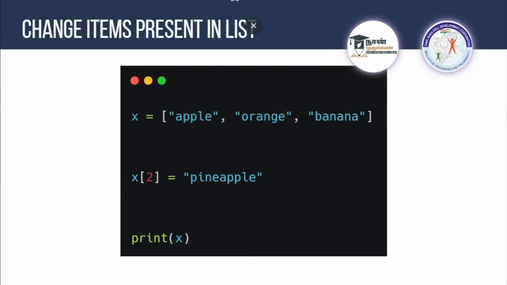So the next one will be how to change an item which is present in a list. You have a list, but if you want to change it, how will you do that? You can mention the index number. So I can call this x, and in the second index I have banana actually. So I can use the equal to operator to set a new thing. If I mention pineapple here, it is going to change this banana into pineapple.